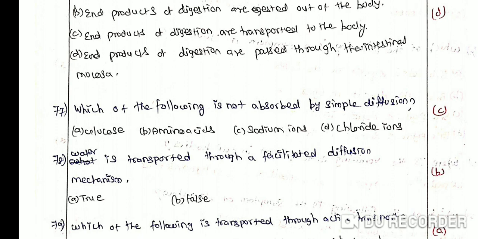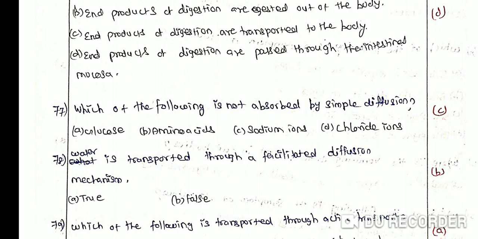Which of the following is not absorbed by simple diffusion? Option A, glucose. Option B, amino acids. Option C, sodium ions. Option D, chloride ions. The correct answer is option C, sodium ions.